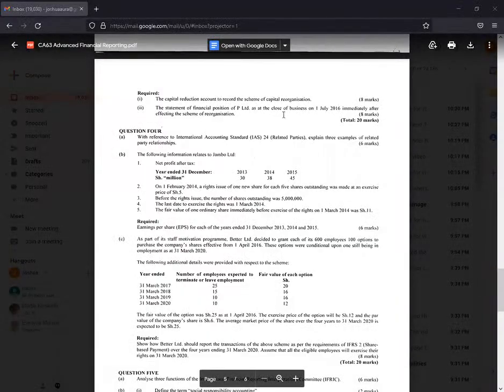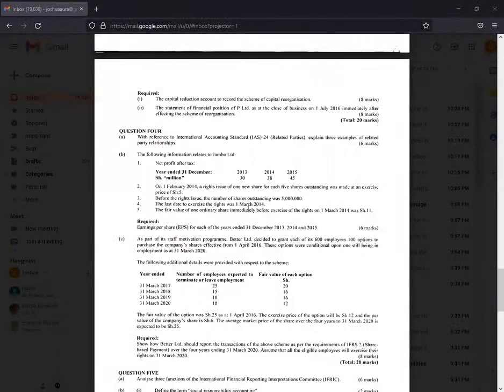Here we are. If you look at this, we have the reported net profit after tax: 2013 is 30, 2014 is 38, and lastly 2015 is 45. Now, does this question make any mention of profit attributable to non-controlling interest? Do we really have non-controlling interest here?